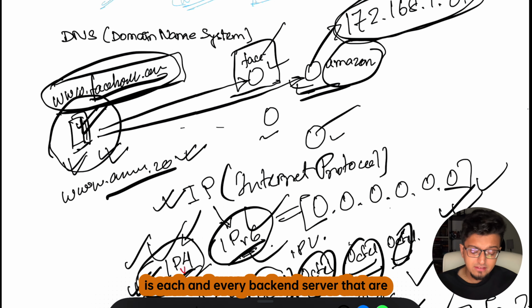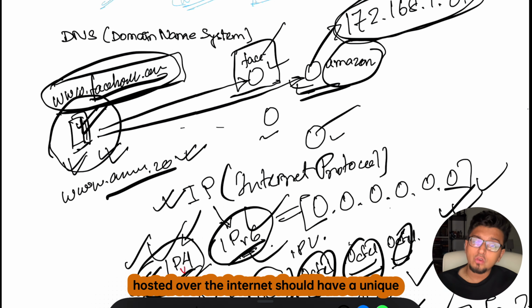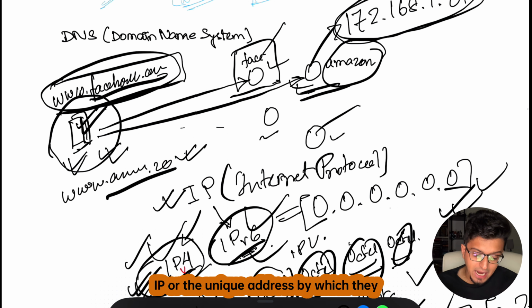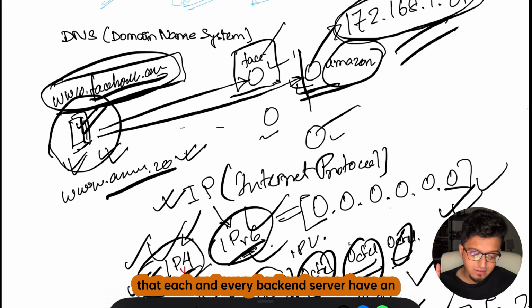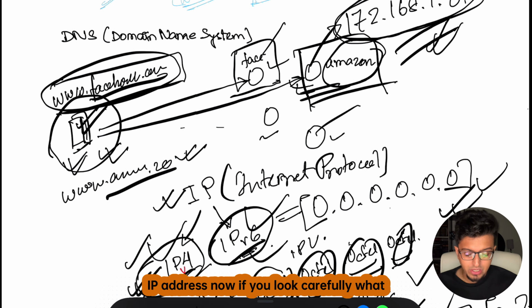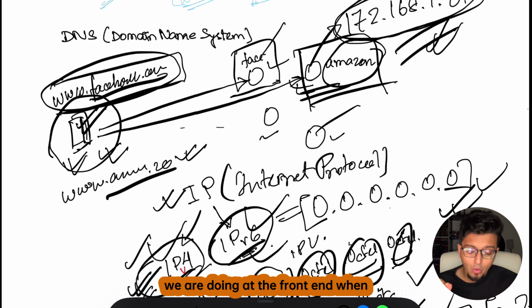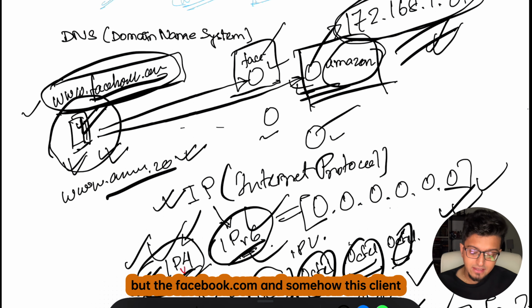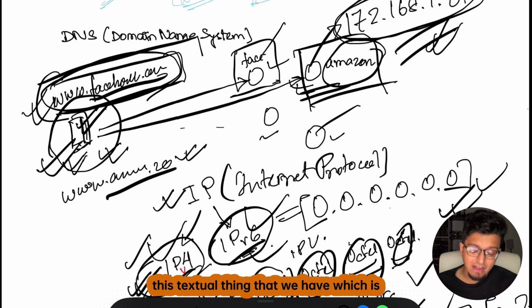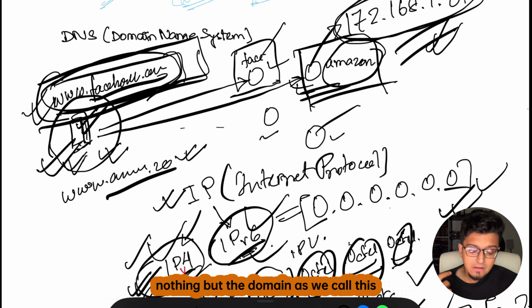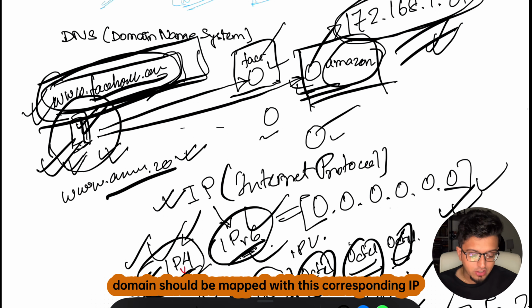So the main concept is that each and every backend server hosted over the internet should have a unique IP or unique address by which it can be identified. So right now you have understood that each and every backend server has an IP address. Now if you look carefully at what we are doing at the front end, when we are logging into our Facebook account, we are typing this URL, facebook.com, and somehow the client or the web browser knows that this textual thing, which is the domain as we call it, should be mapped to the corresponding IP address.